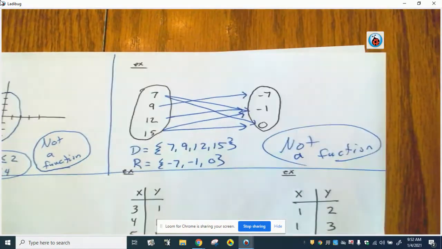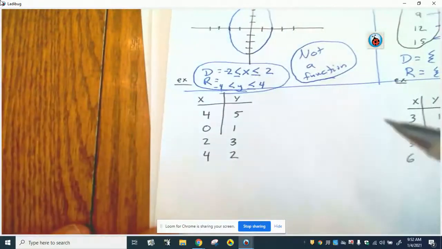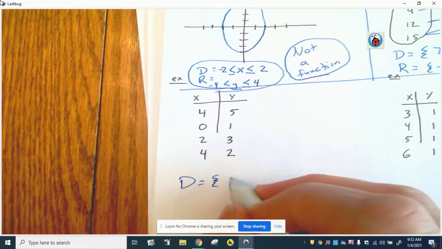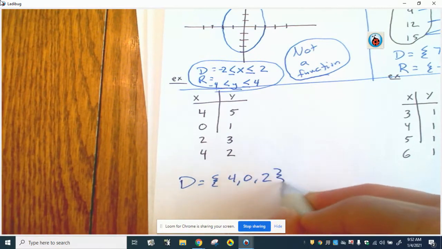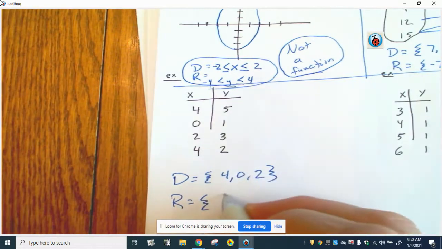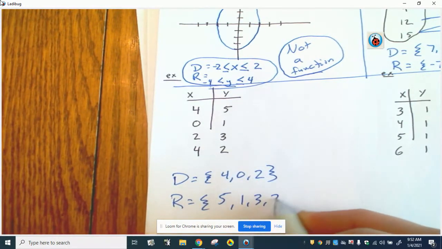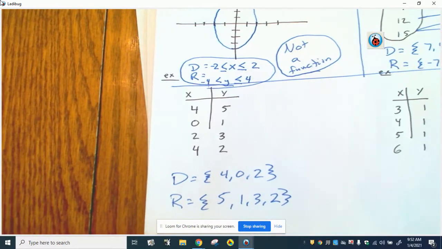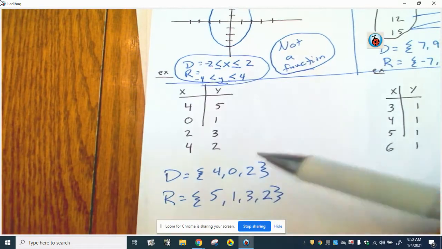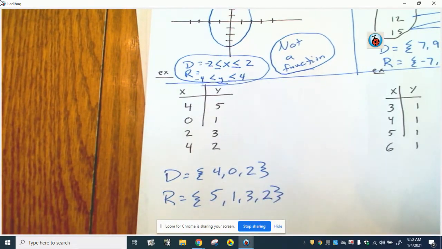Okay? Let's look at just a set of points. Okay? My domain would be 4, 0, and 2. I'm not going to write the 4 a second time. My range is going to be 5, 1, 3, and 2. And really, you could write those, they don't have to be in that order. It'd probably be better if I put them in numerical order and wrote 0, 2, and 4, and then 1, 2, 3, and 5 down here. You don't have to put them like this. It's not crucial, but it looks better if they're in the right order.